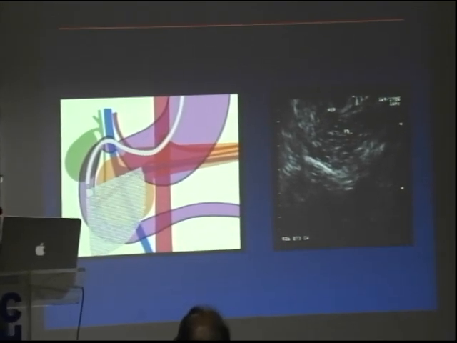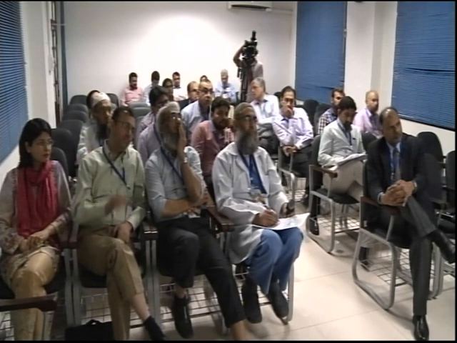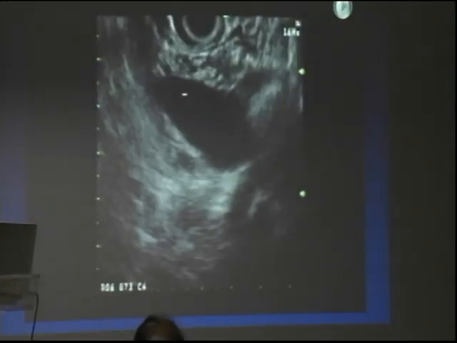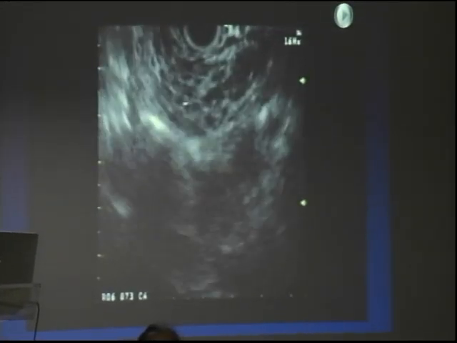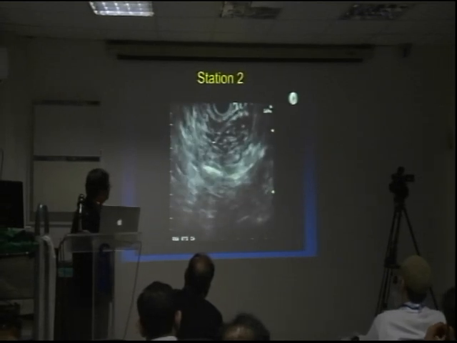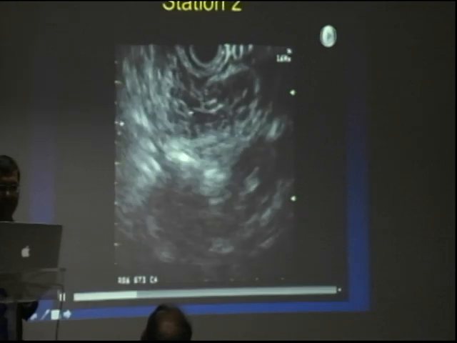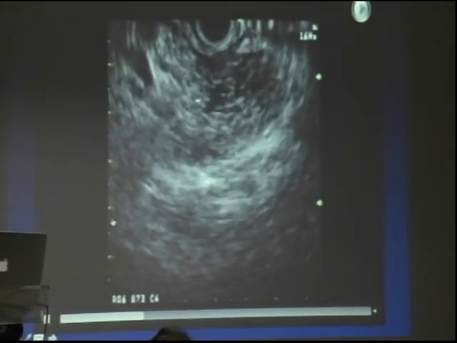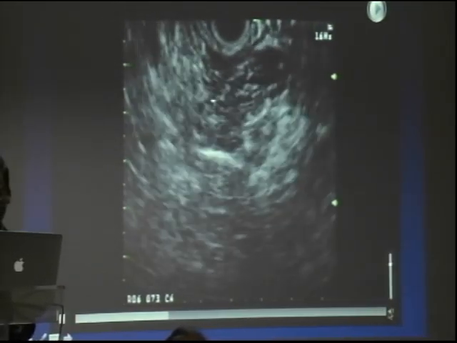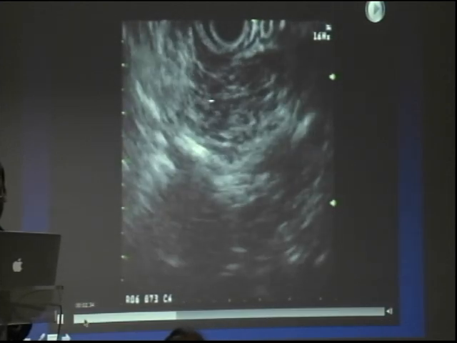So next is station 2, which is really you're taking a look at the papilla itself, and the same thing is here, the same type of video. We lost the volume again. Duct clearly in view. I'll start over.